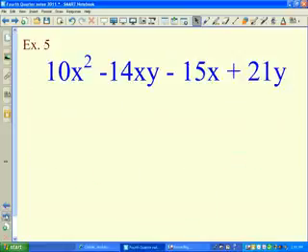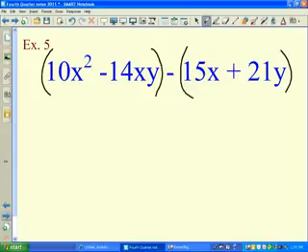So let's try that again. My last example, 10x squared minus 4xy minus 15x plus 21y. First things first, put my parentheses. Greatest common factors. So 10 and 14, greatest common factor would be 2. I have 2 x's in the first term. I have 1 x in the second term. So there is 1 x in common. I have no y's in the first term, but I have 1 y in the second term.